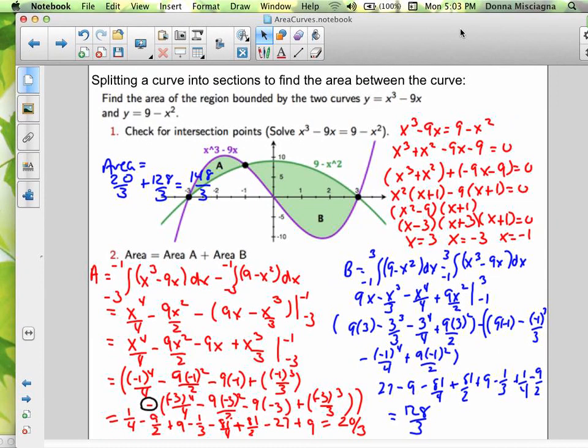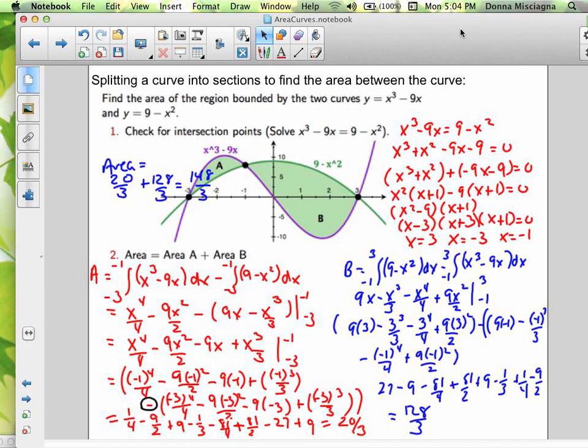All right, so we want to find the area of the region bound by two curves, y equals x cubed minus 9x, and y equals 9 minus x squared. And y equals x cubed minus 9x is the purple curve, and y equals 9 minus x squared is the green curve. And notice that which curve is on the top and which is on the bottom switch. If who's on the top and who's on the bottom switch, you're going to have to split the region into sections to find the area between the curves.